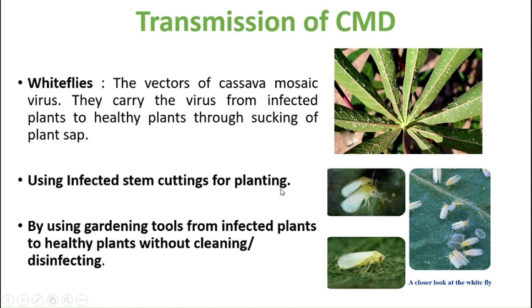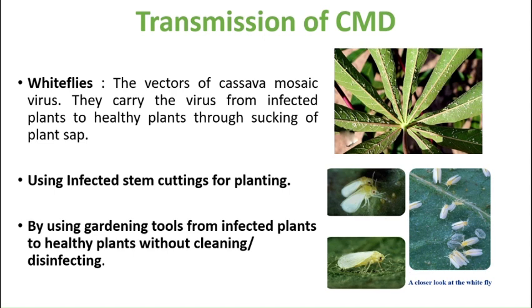Secondly, transmission can also be through planting infected stem cuttings. You know that cassava is basically propagated using stem cuttings, but if you use cuttings that are already infected with CMD, automatically the plant will also be having the disease. So be careful, choose wisely the planting material.